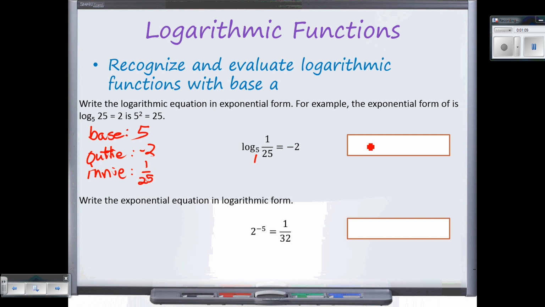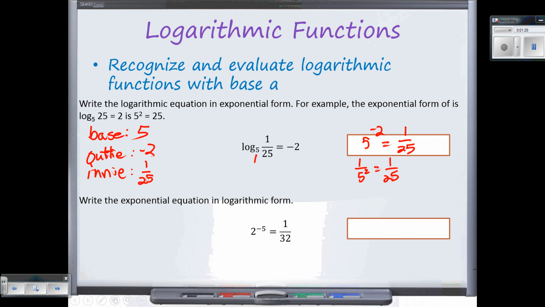So the base to the outie equals the innie. And we know this is true, right? Because 5 to the -2 is the same as saying 1 over 5 squared, which is 1 over 25. So we know this is true.